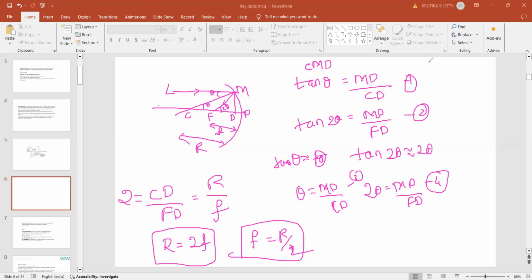Then next we will see the mirror formula. Okay, again for the mirror formula, first we will see the diagram, then the diagram explanation, then the derivation part.